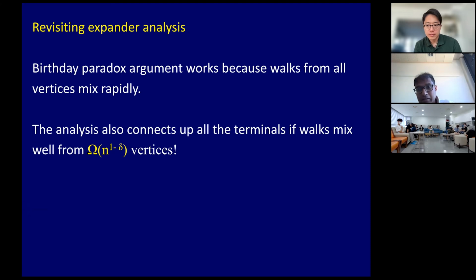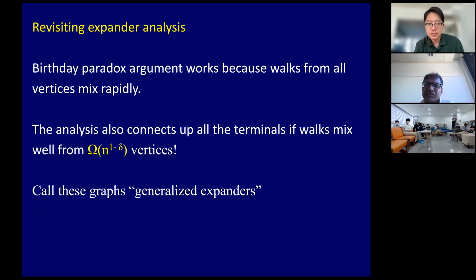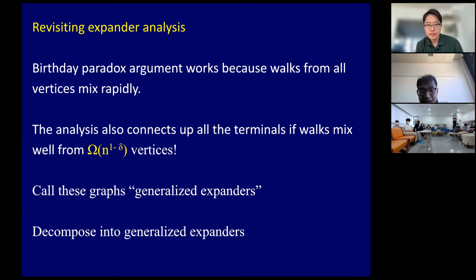Okay, they won't mix rapidly, like only from little o of n vertices. Even then, the birthday paradox argument goes through. So we call such graphs generalized expanders, and we show a decomposition of your graph into generalized expanders. Remember, you cannot compute such a decomposition because you are allowed only sublinear time. So you have to simulate access to pieces of this generalized decomposition, which we show how you can achieve. Okay, so that's really going to be the key idea.